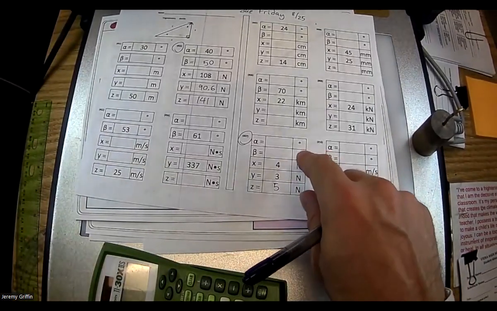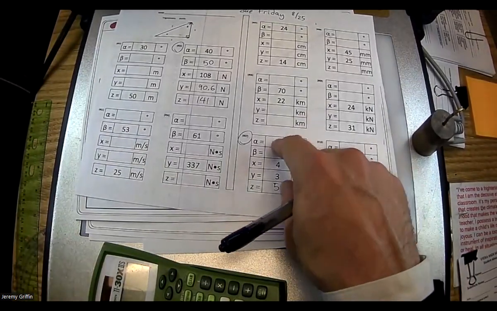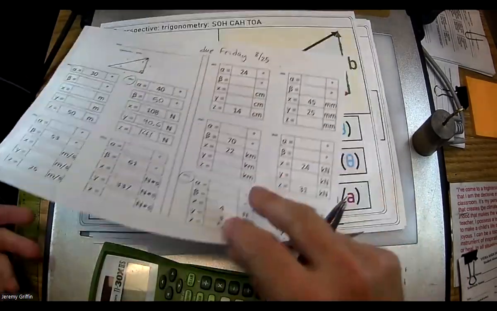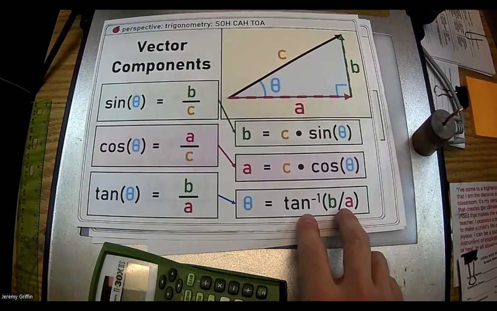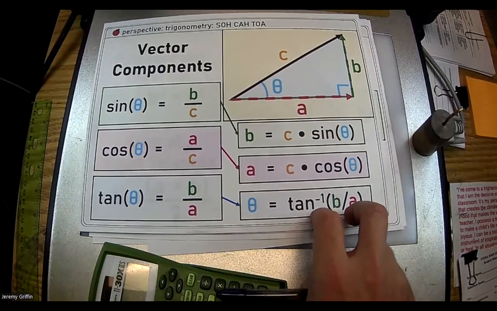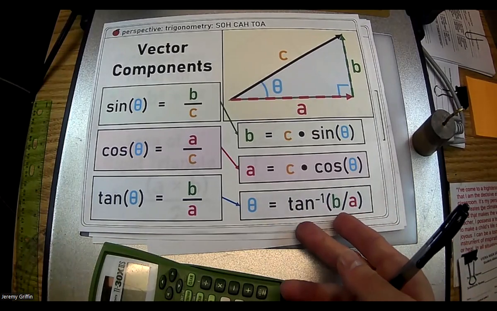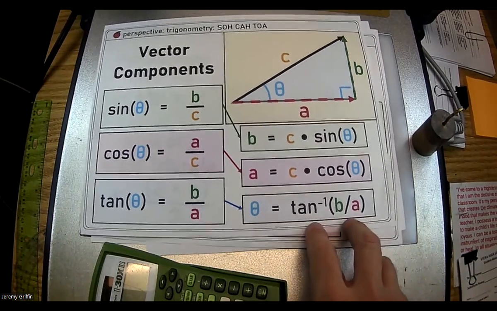How do you get the angles? How do you get alpha? That looks like this right here, right? So some version of an inverse trig. You could do inverse sine, inverse cosine, or inverse tangent. Now, the one on the poster is inverse tangent.